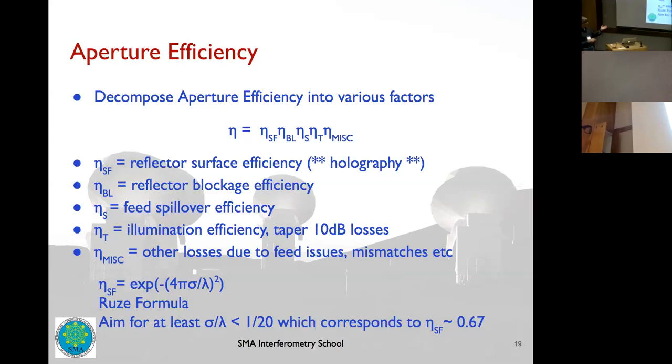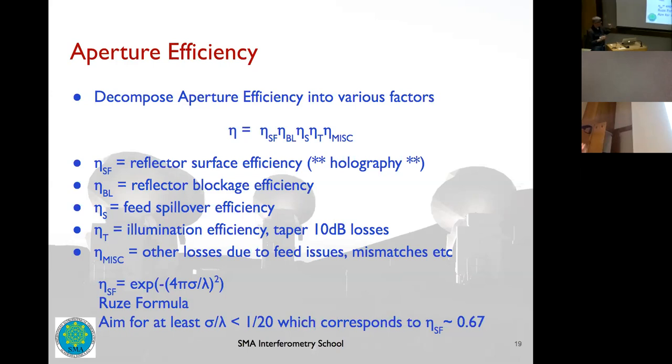I also mentioned that our secondary is blocking a little bit, and there are support legs for the secondary as well, and that can also cause some amount of loss due to blockage. And then there's spillover, because everything is not in the main lobe; a little bit of the power is going off into the side lobes as well. So there's some spillover efficiency.